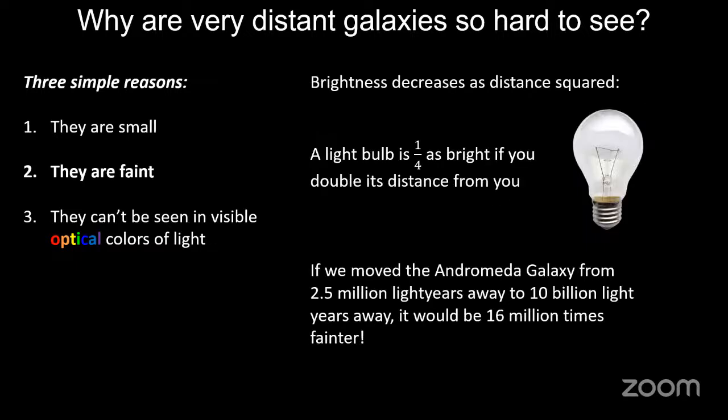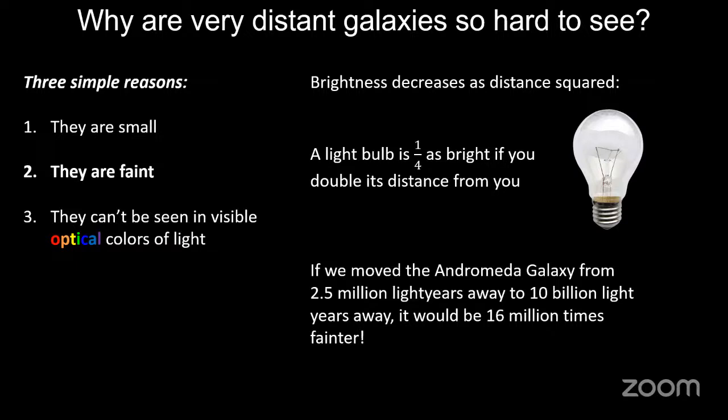So that's one challenge. Two, they're faint, right? We're all familiar with, if you have a light bulb, if you have a flashlight, if it's right up in your face, it's very bright, but the further away it gets from you, it gets dimmer, right? Well, brightness decreases as distance squared increases, okay? So what this means is that if you have a light bulb and you double the distance it is away from you, its brightness as you observe it will go down by a factor of 4. If you tripled its distance away from you, its brightness would go down by a factor of 9, okay?